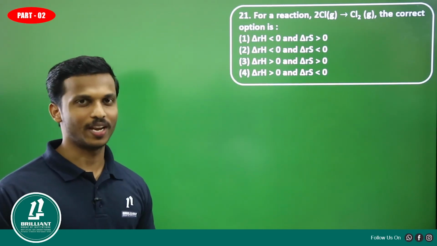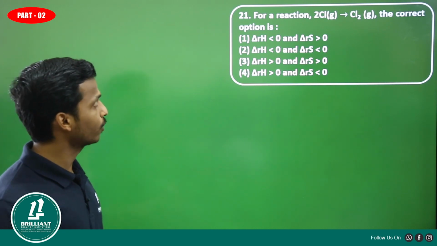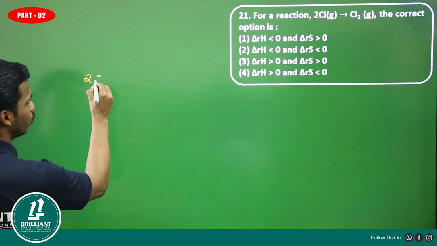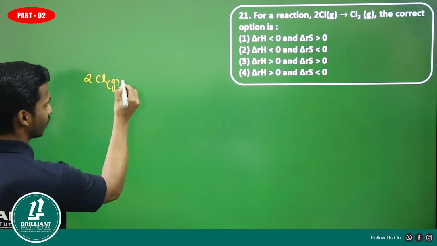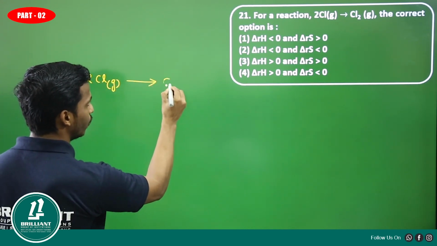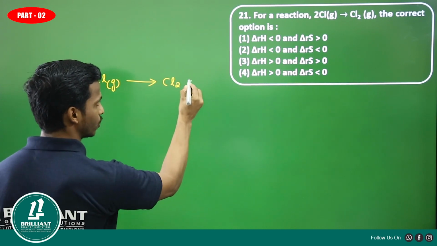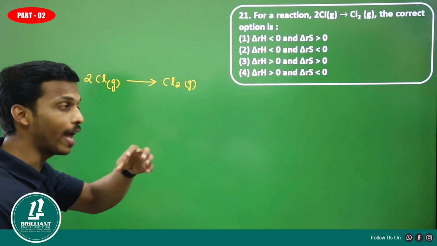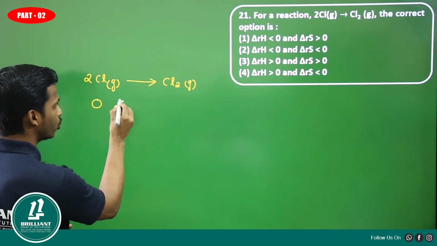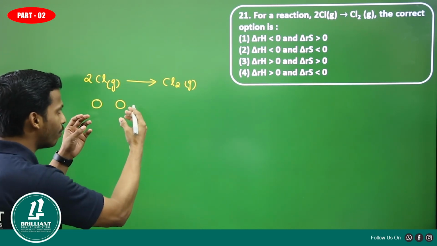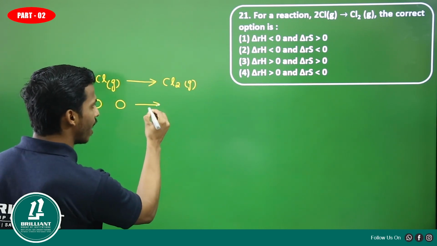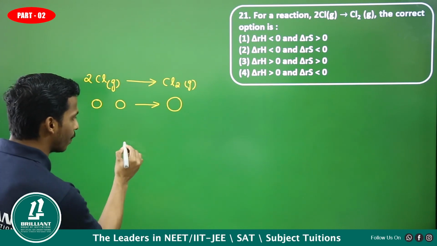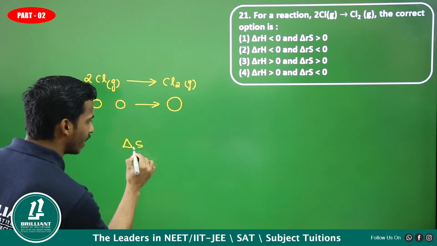Let's discuss question number 21. Here we have the question. For a reaction, what's the reaction given? 2 chlorine atoms in gaseous state are converted into a chlorine molecule that is also in gaseous state. In the beginning you have 2 chlorine atoms, combining to form a single chlorine molecule. So let's study what happens to the entropy of the reaction.